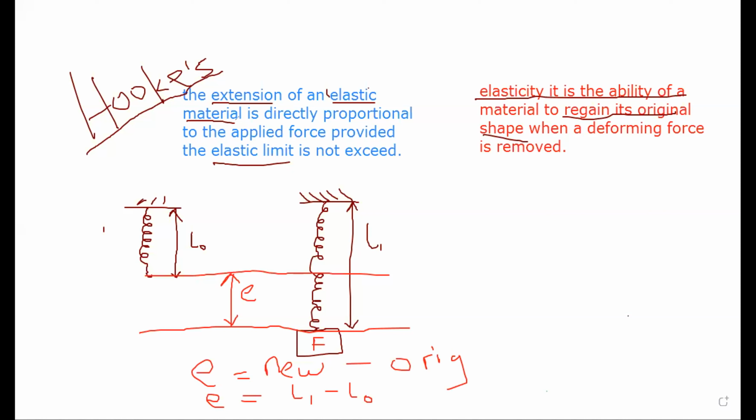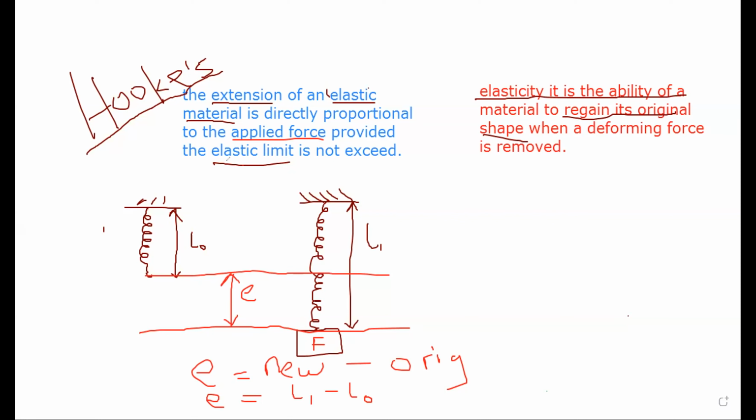The applied force is this F that you see here down, and then elastic limit. To explain elastic limit well, when we have a rubber band, you stretch it, it regains its shape. But there is a point that when you stretch that rubber band, it either loses shape or even breaks. That is what we call the elastic limit: when you stretch it a lot, it reaches a point where it can't regain its shape. So that point is called the elastic limit.